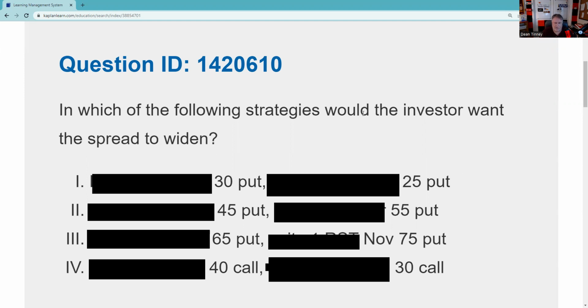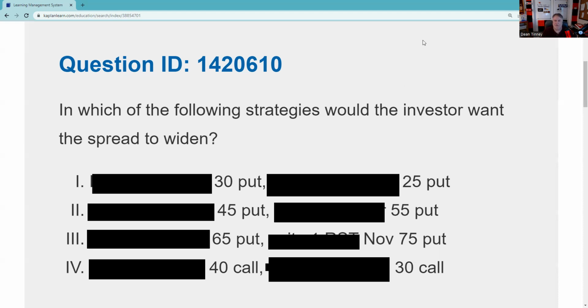And which of the long strategies would the investor want the spread? Spread means difference, the difference in the premiums. Like what's the spread in the ball game, the difference in the scores. And we should know that we want the difference to get larger, or widen, if it's a debit spread. So what we're attempting to do here is identify a debit spread with missing premiums.